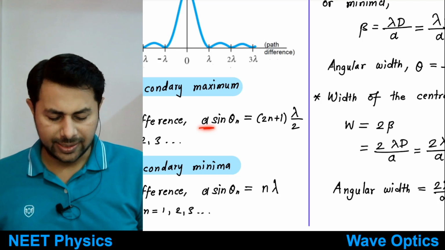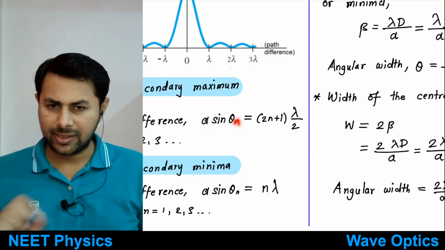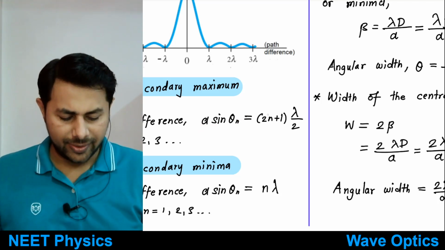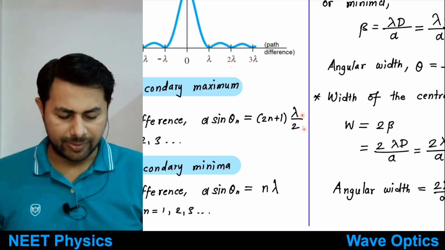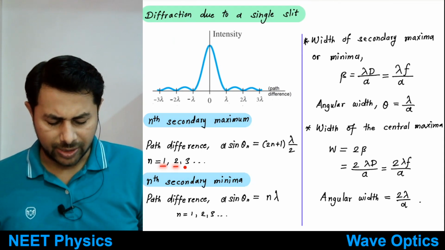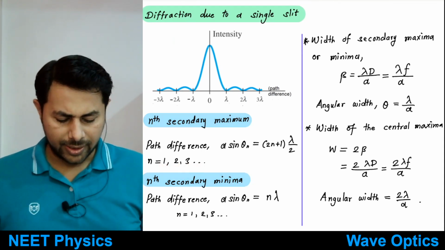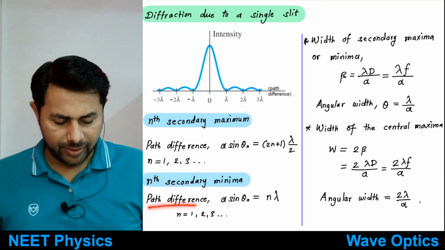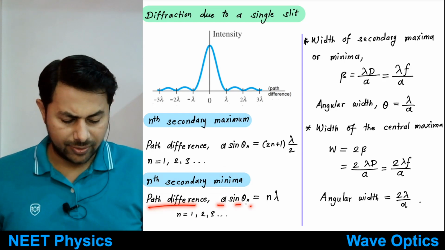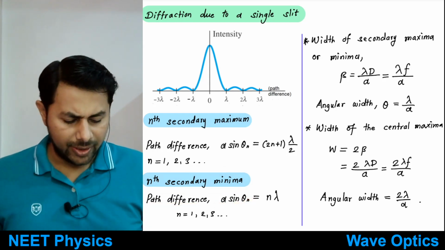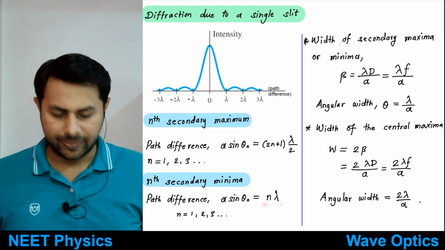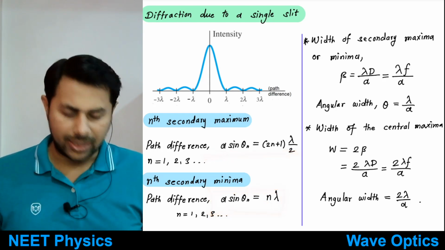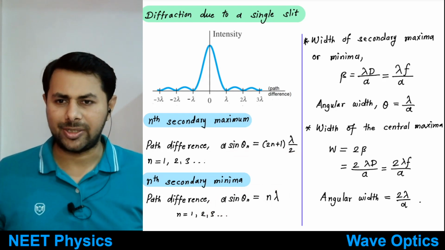So a sine theta is the path difference, we put suffix n. So a sine theta for nth band is equal to 2n plus 1 lambda by 2, where n can take values 1, 2, 3, so on and so forth. Then the condition for secondary minima is that the path difference a sine theta suffix n, for nth minima, is equal to n times lambda. Okay, so please remember these conditions. They are exactly opposite to that of what? The Young's double slit experiment.